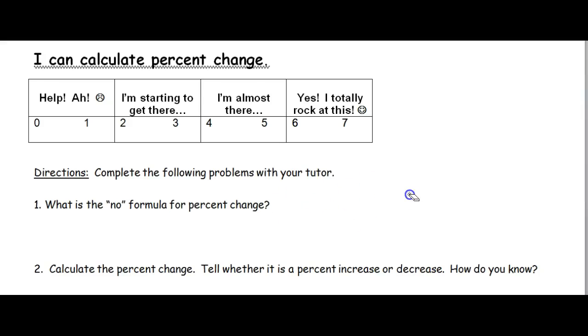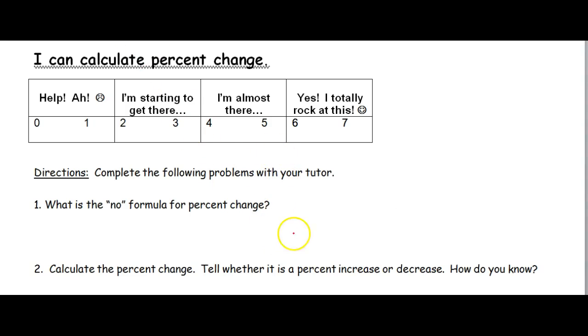Hello algebra students. This lesson is I can calculate percent change. This is a very important concept as you become an adult because when we're talking about property values and maybe stock market and that, we always refer to the value of things increasing as a percent. And that is basically the percent change.